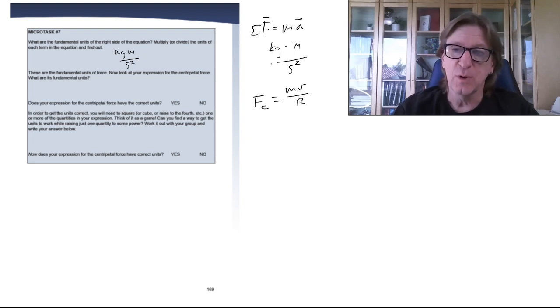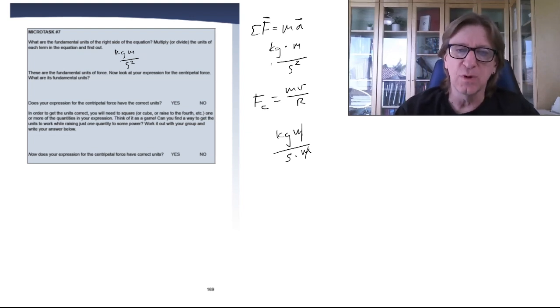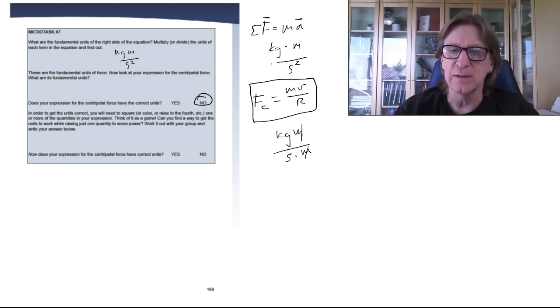Pause the video, work it out. It's not hard at all. The mass is kilograms, my velocity is meters per second, and then I'm dividing out a meter here with a meter in the bottom. Well, that obviously doesn't work, does it? So I need to find something that will allow my units to work. Right now, this equation cannot be correct because it does not have the correct units.